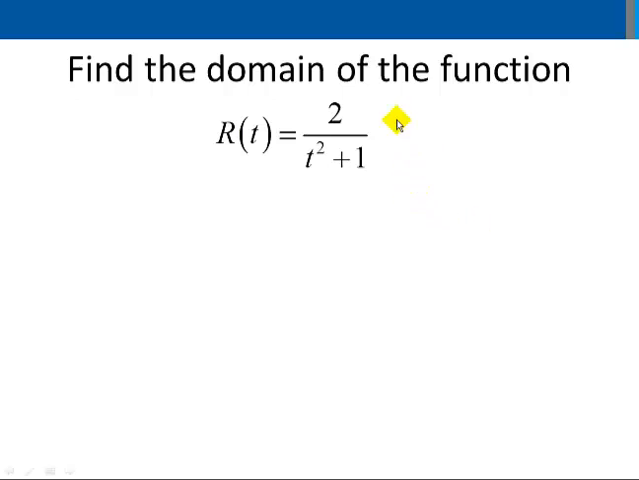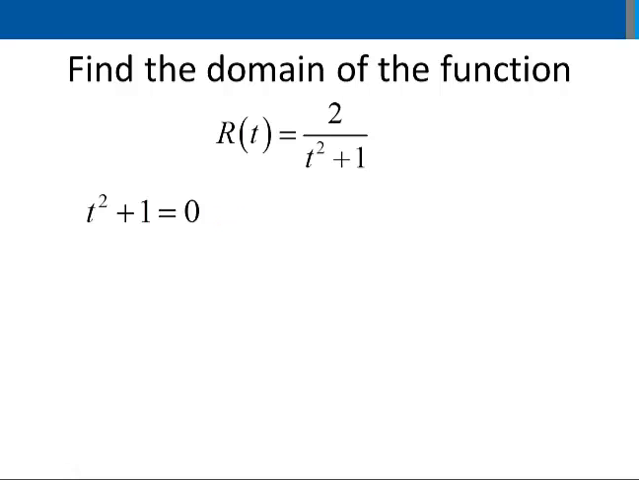Next, let's find the domain of the function r of t equals 2 over t squared plus 1. Again, we need to pay attention to the denominator. Let's set t squared plus 1 equal to 0 and see if there are any values of t that would cause a problem for us.